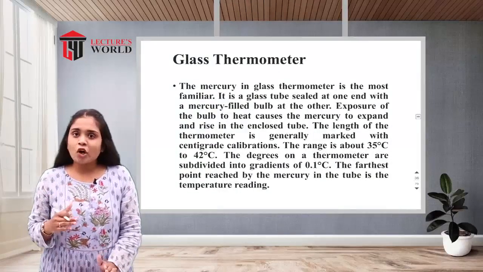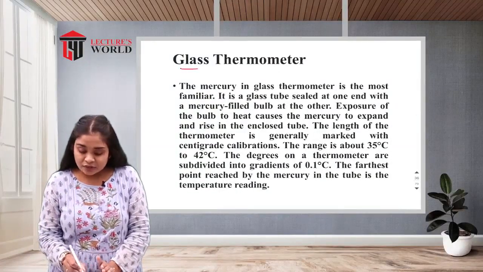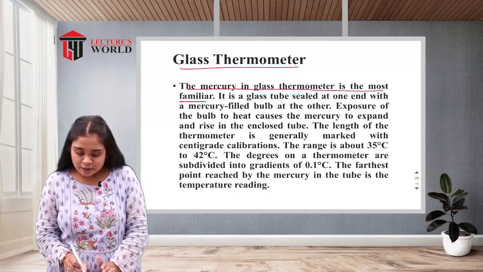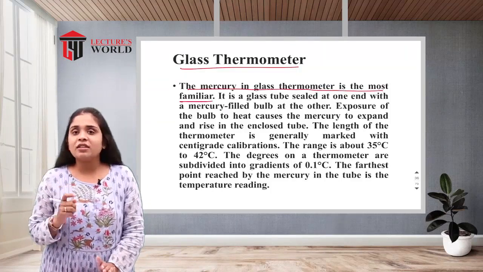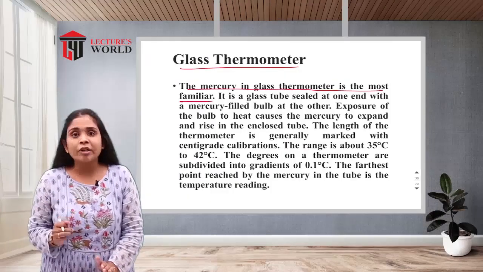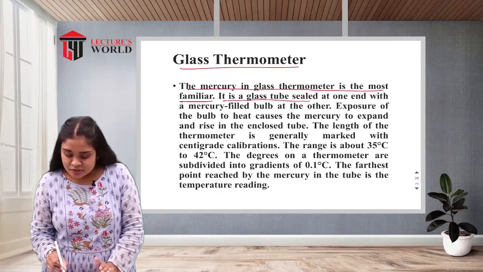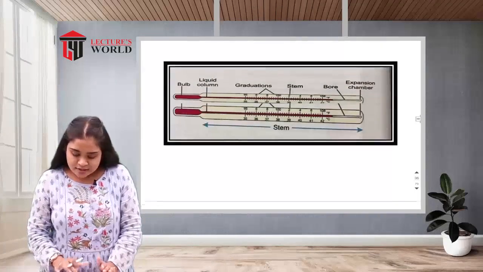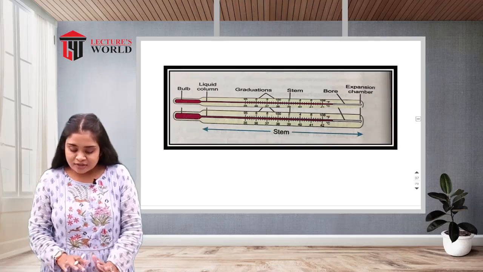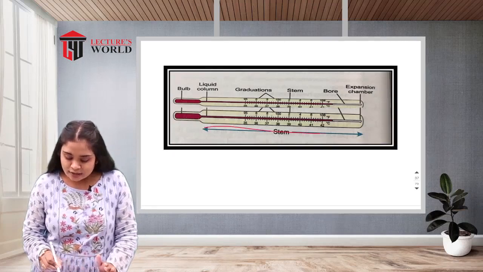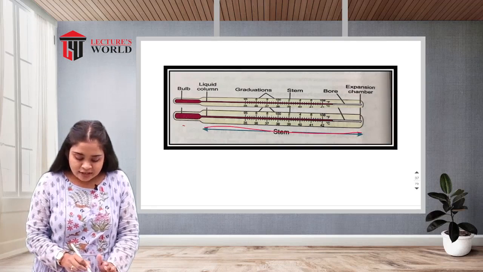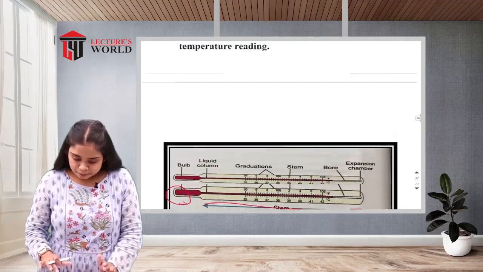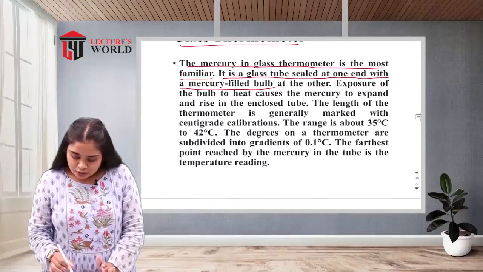In detail, we'll be talking about each one. First, we'll talk about the glass thermometer, the mercury glass thermometer, which is the most familiar. In the glass thermometer, the main component is mercury. It is a glass tube filled at one end with a mercury-filled bulb. Here you can see the glass thermometer. The structure looks like a tube, and one end is filled with the mercury.